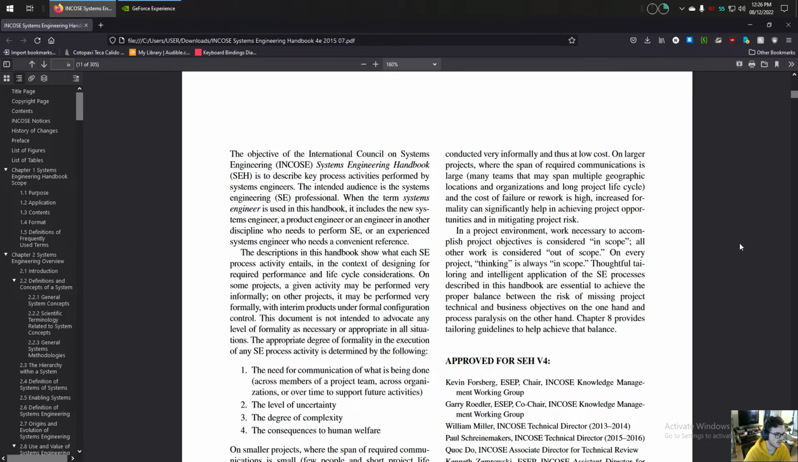Number 2, the level of uncertainty. Number 3, the level of complexity. And number 4, the consequences to human welfare. And again, those were the four that determine the appropriate degree of formality in the execution of any SE process activity.